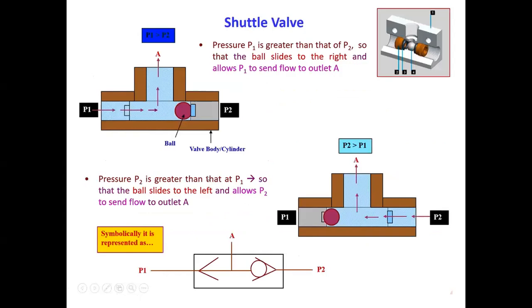If pressure P1 is greater than that of P2, the ball slides to the right and allows P1 to send flow to outlet A. If pressure P2 is greater than P1, the ball slides to the left and allows P2 to send flow to outlet A. Symbolically, it is represented like that. This is the shuttle valve.